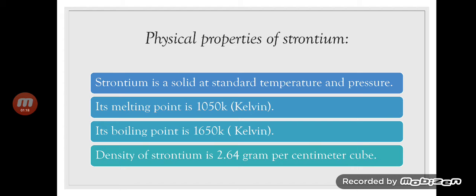Physical properties of strontium. Strontium is a solid at standard temperature and pressure. Its melting point is 1050 Kelvin. Its boiling point is 1650 Kelvin. Density of strontium is 2.64 gram per centimeter cube.